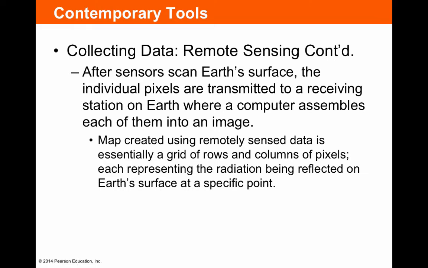This involves sensors scanning the Earth's surface. Individual pixels are transmitted to a receiving station on Earth, where a computer assembles those pixels into an image, and then it creates maps using remotely sensed data. It makes a grid of rows and columns of pixels, and that represents radiation being reflected on the Earth's surface at a specific point. It's kind of intense.